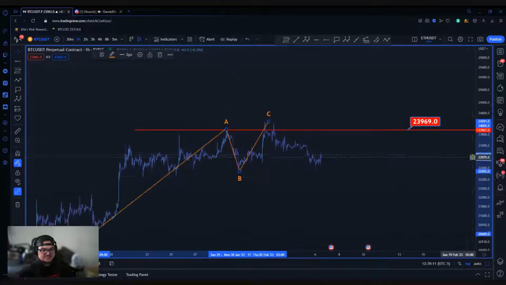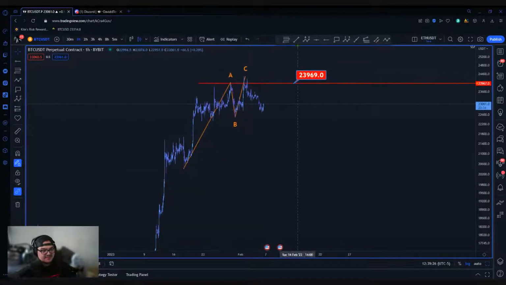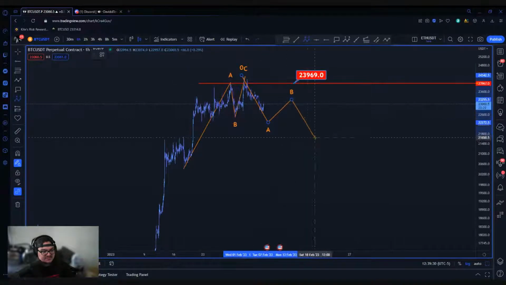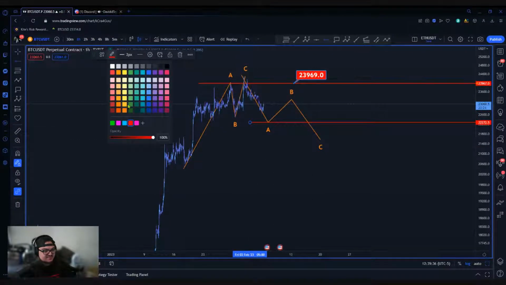That's the setup I'm looking for at the moment, or I'm currently holding. As long as price is below there, I would say there's definitely signs of weakness that we can see. Ideally, in this scenario, I would like to see this turn into a much larger A to B to C pullback. And then we can go ahead and take a long position off of this setup.